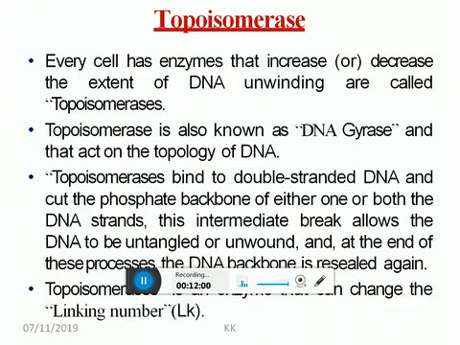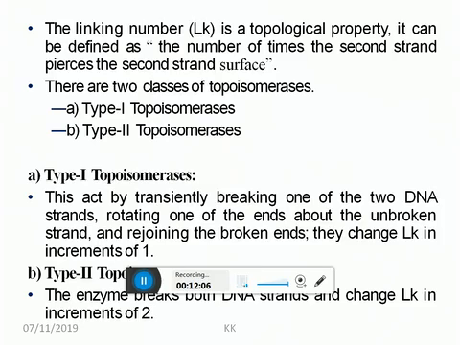Okay, that is the linking number. What is that linking number? Linking number is a topological property. It can be defined as the number of times the second strand passes through the first strand's surface. That is indicating the linking number: how many times the topological properties are changing. There are 2 types: type 1 topoisomerase and type 2 topoisomerase.